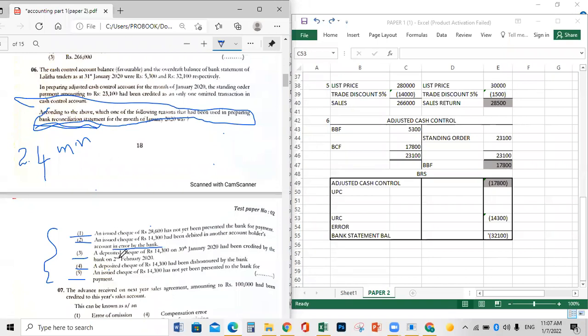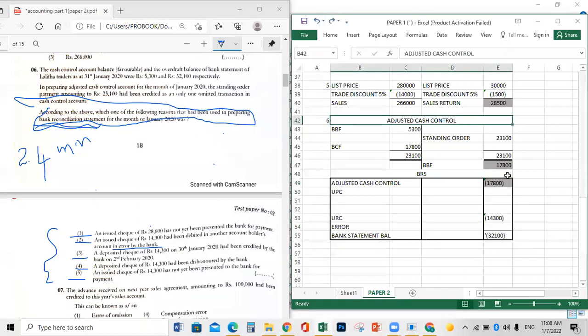An issued check of 14,300 has not been presented to the bank for payment. What do you call this? Unpresented checks. Unpresented check, add or deduct? Add. 14,300. Are we getting the answer? Let's see. No, right? We are not getting the answer. So the answer is wrong. So guys, the most accurate answer is the third one. Third one is the correct answer.